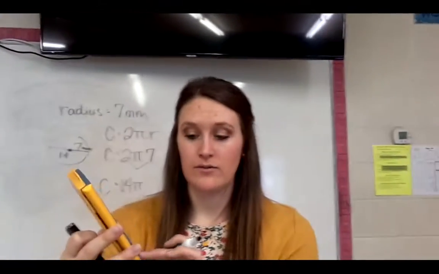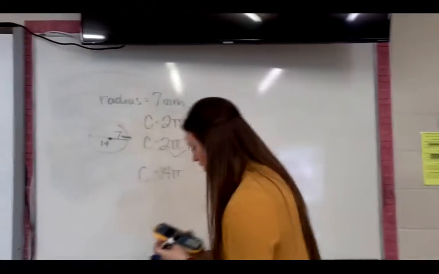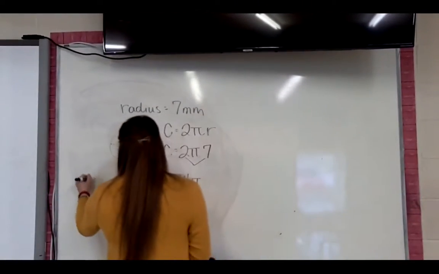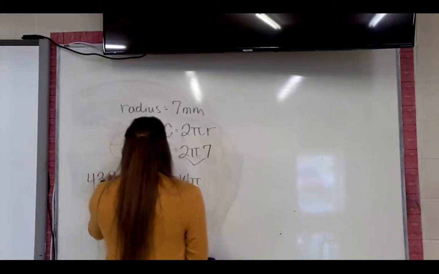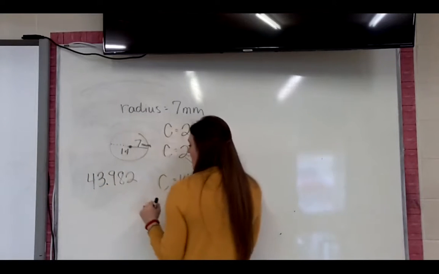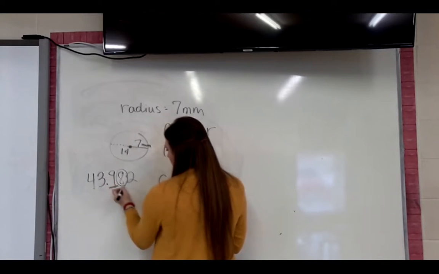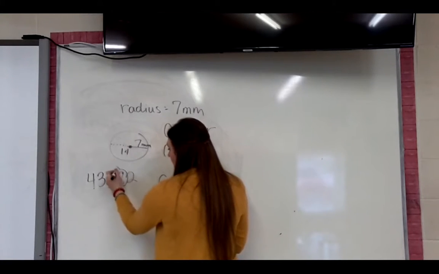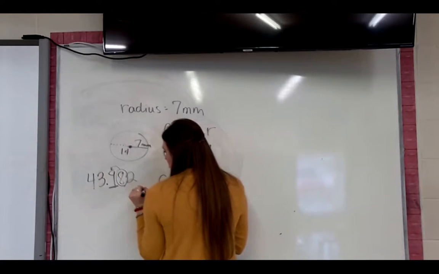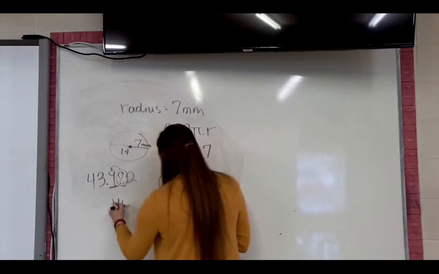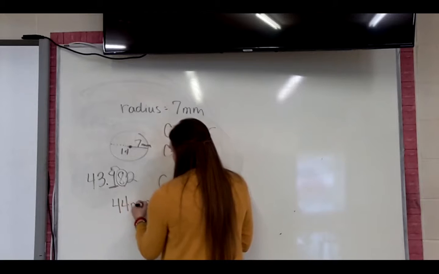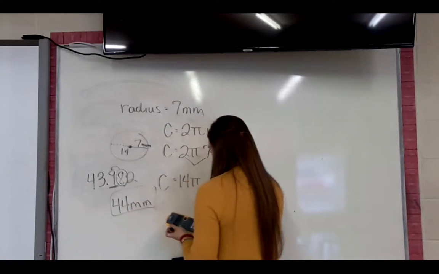Now when you try it, 14 pi, and press enter, it's going to give you that long decimal. So we have 43.982 and so on, but we have to round to the nearest tenths place. So I'll look behind it. Does 8 round up or down? It rounds up. So that 9 now would change to a 10. So this becomes 44 millimeters.